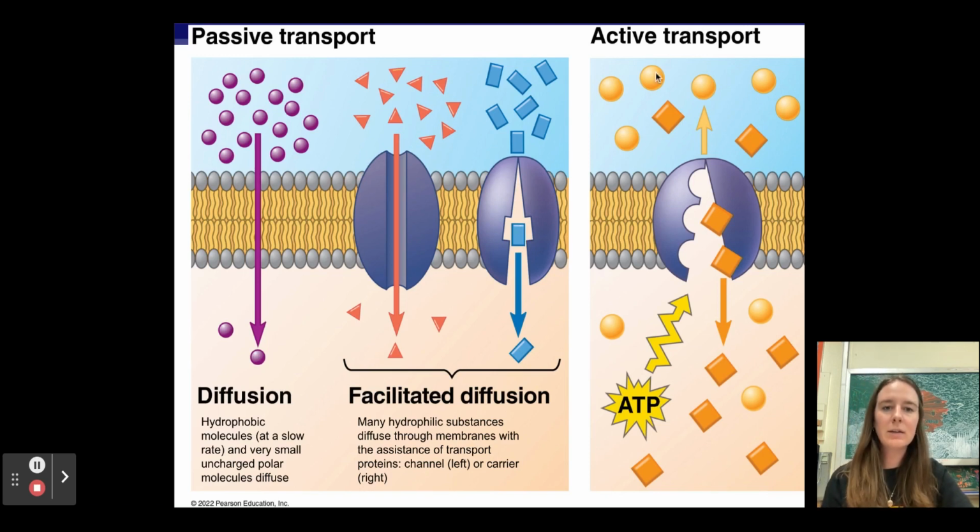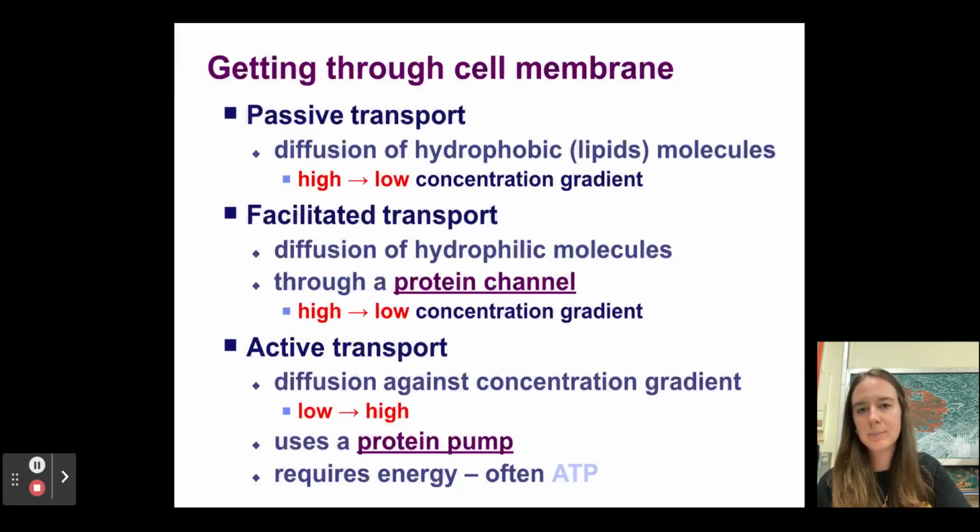The next type is active transport, and active transport moves molecules against their concentration gradient. So again, here we see that we are moving these molecules in, and we're moving these molecules out against their concentration gradient. So we're moving sodium out, we're moving potassium in, the sodium-potassium pump, with the help of energy.